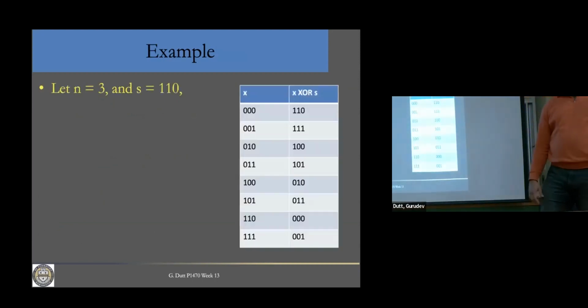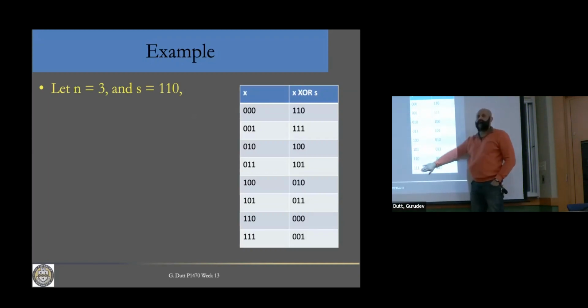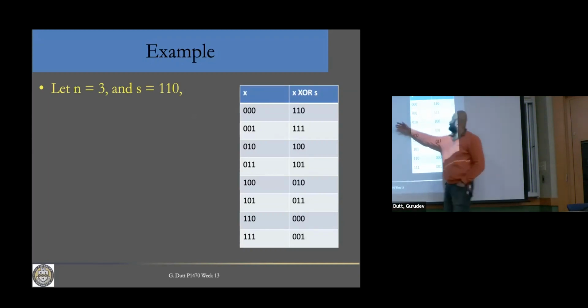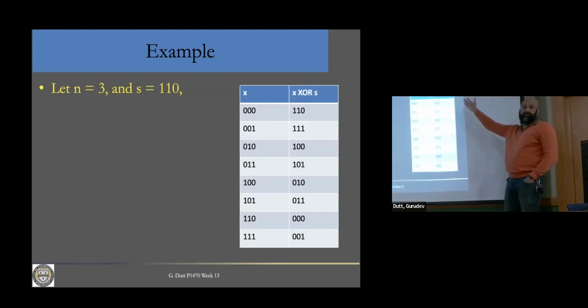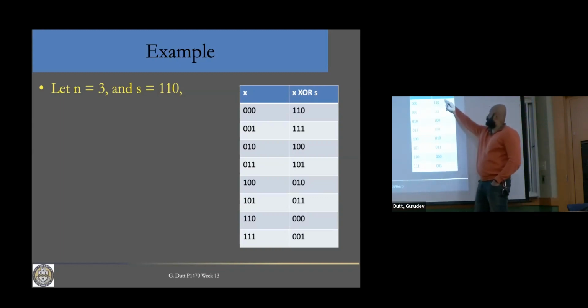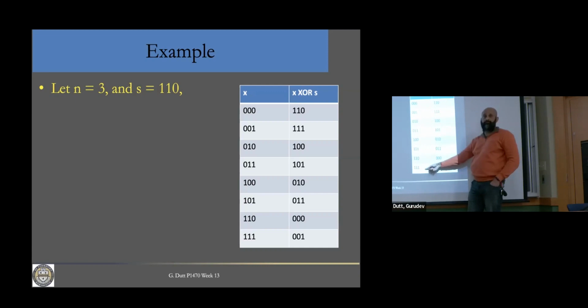Okay. So first, let's start with n equal to 3. So x can be any one of these inputs, right? And let's assume the secret key s is 110, so basically the number 6. Now if I XOR x with s, carrying out bitwise XOR, then 000 XOR 110 gives me 110. When I bitwise XOR with this, I get 111. When I bitwise XOR with this, I get 100. And so on and so forth.